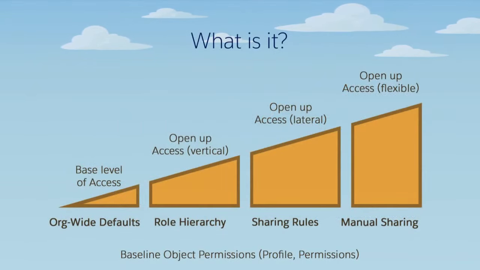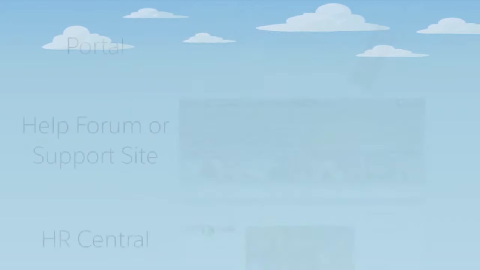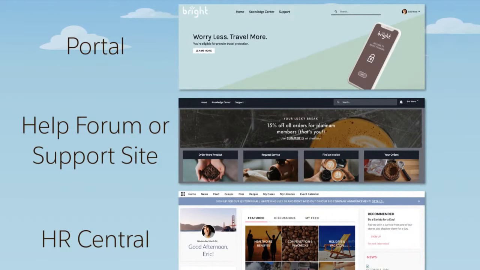Let's first jog your memory about org-wide defaults. Organization-wide defaults, also known as org-wide defaults, set the baseline level of visibility for each object for your internal Salesforce org users. The baseline you've set for internal Salesforce users works great until you decide to launch a community or portal for external users. Those external users then get the same org-wide default settings as internal users.